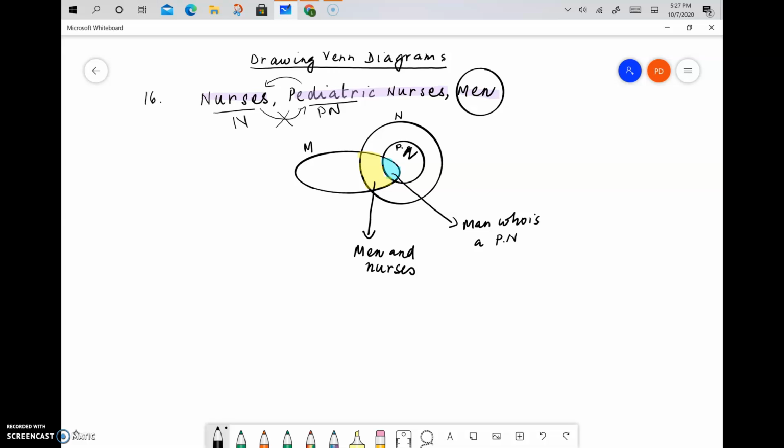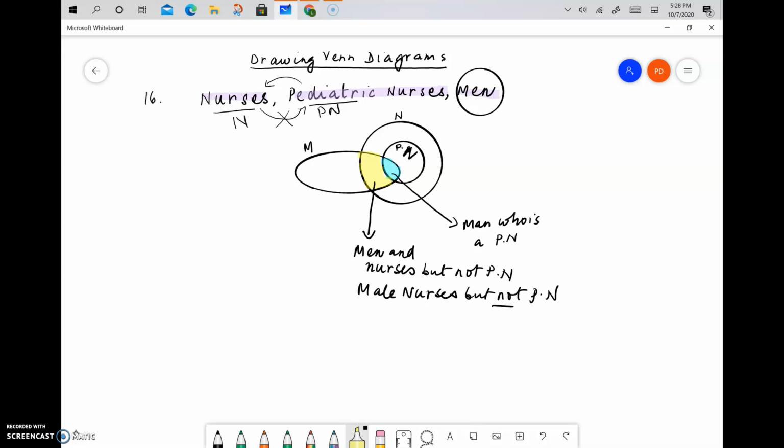But the yellow region is outside the PN, which is the pediatric nurse region, the circle. So therefore, these are nurses, but not pediatric nurses. So they are male nurses. Okay, but then we have to add the detail, but not pediatric nurses.